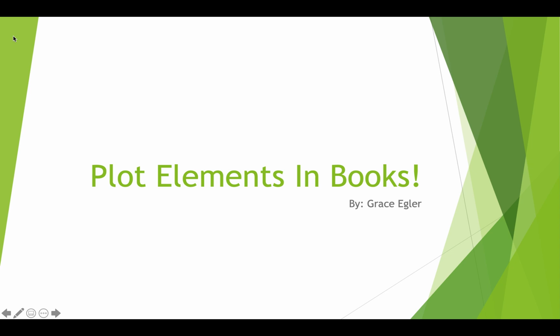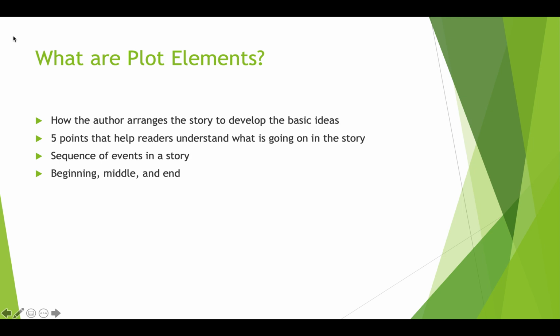Today we're going to learn about plot elements in books. So what are plot elements? Plot elements are how the author arranges the story to develop the basic ideas. There's 5 points that can help readers understand what is going on in the story. And basically, plot elements are a sequence of events in a story. So there's a beginning, middle, and end.